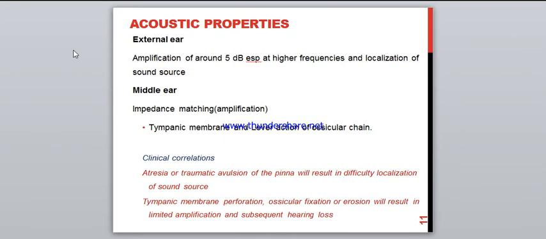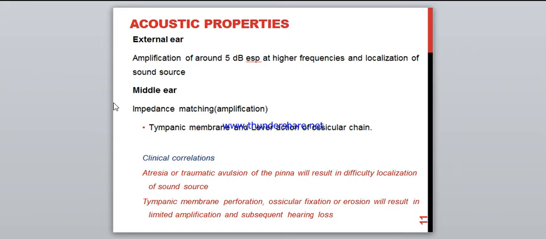So let us see the physiologic function of the ear, part by part. The external ear includes the pinna, cartilage, and tragus, as well as the external auditory canal. Its function is amplification of sound to around 5 decibels, especially at higher frequency, and the other function of the external ear is localization of the sound source, so that we can know from where the sound is coming.